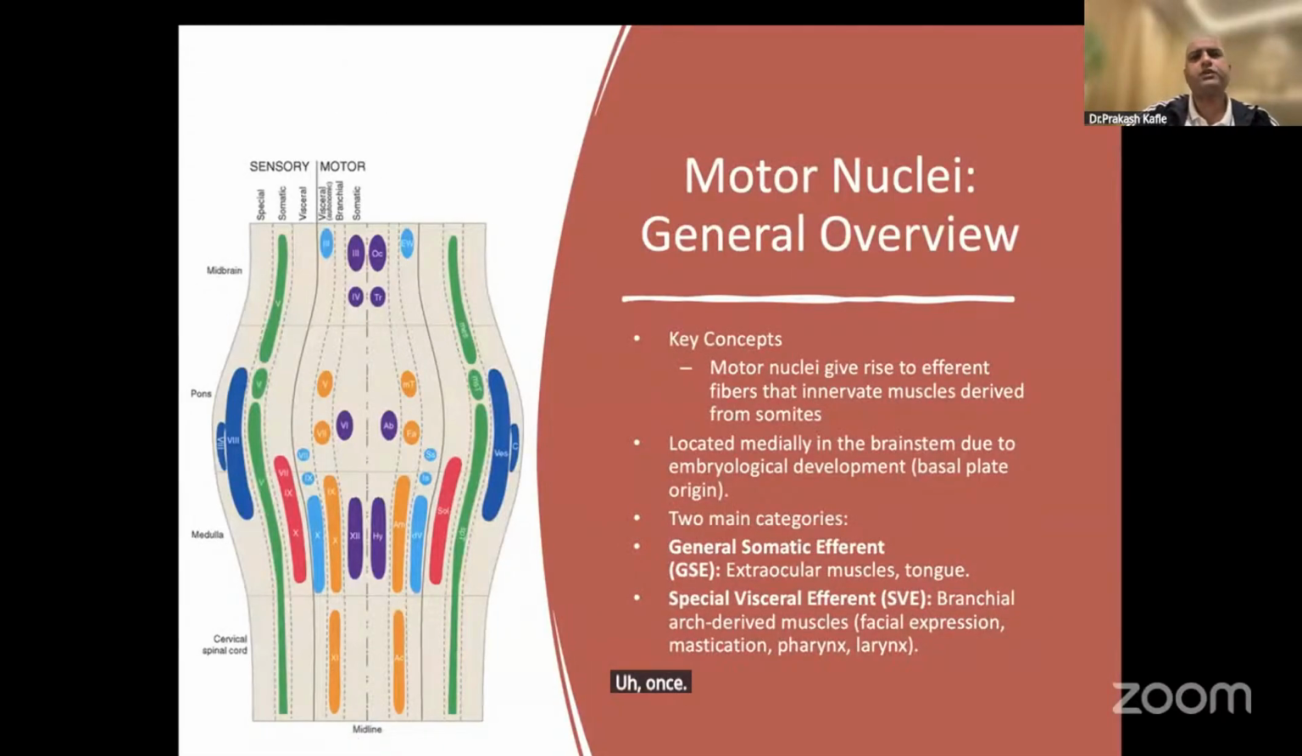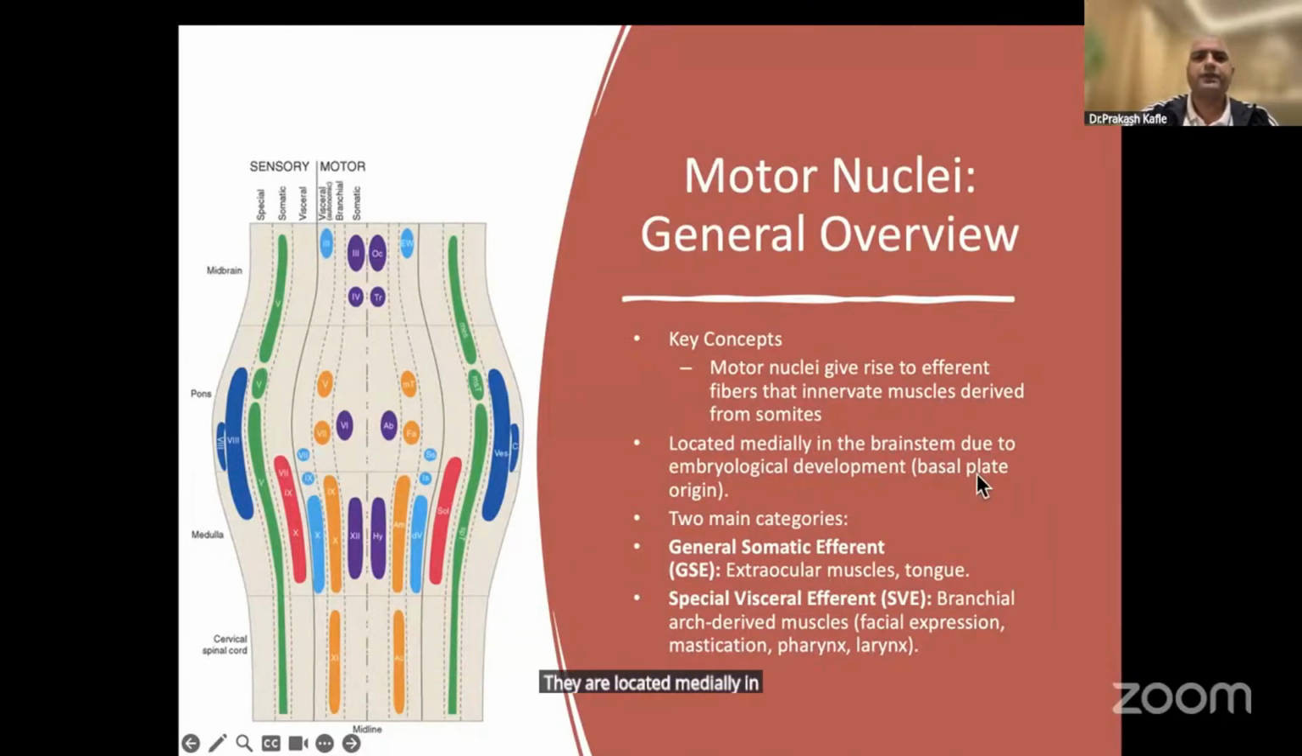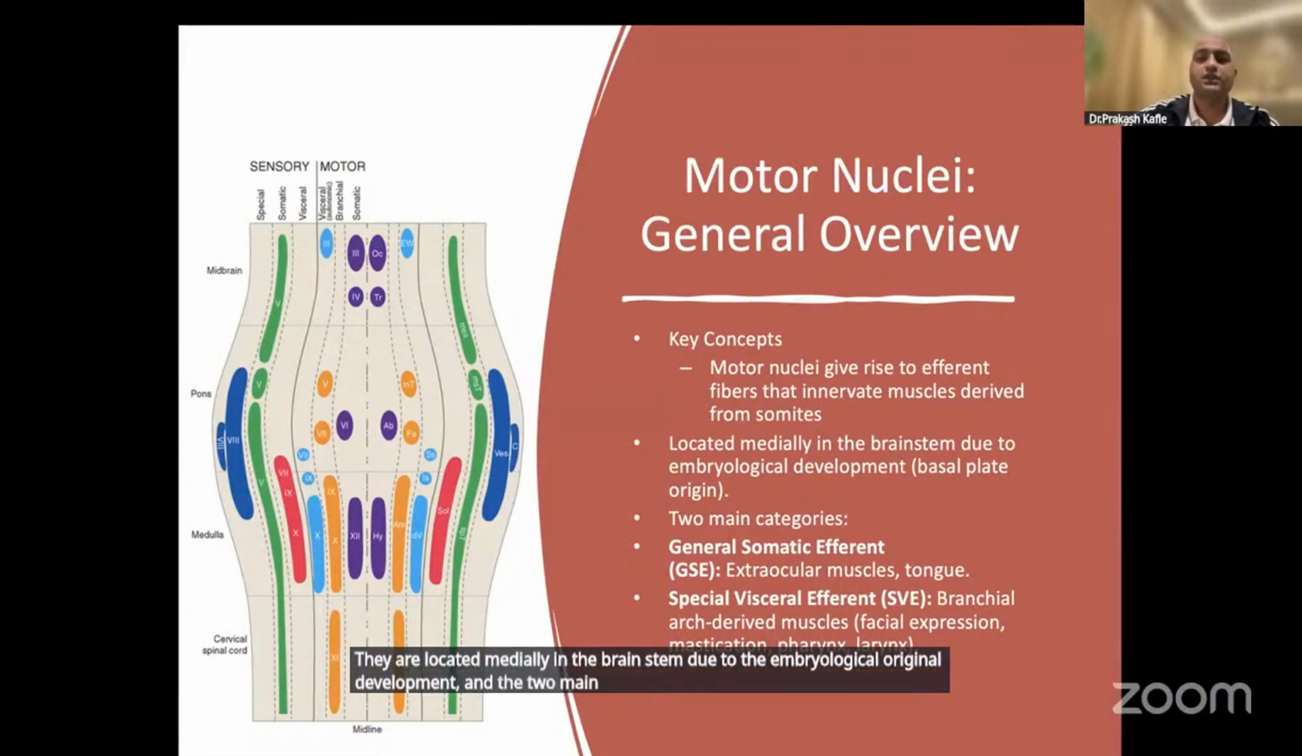So coming to the motor system, the key concept is that motor nuclei give rise to the efferent fibers that innervate muscles derived from the somites. They are located medially in the brainstem due to the embryological development. And the two main categories are general somatic efferent and special visceral efferent.